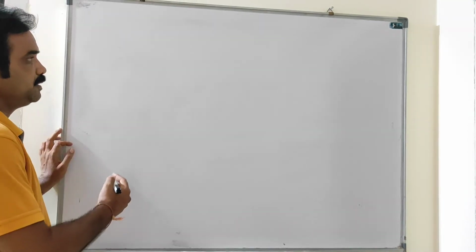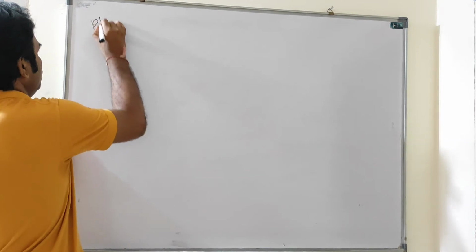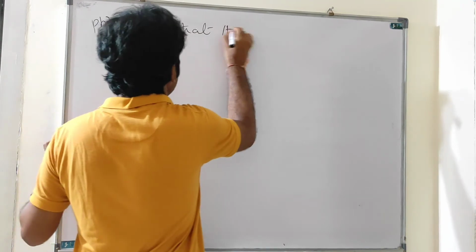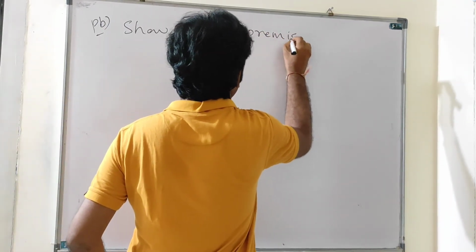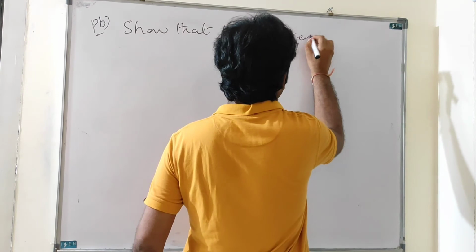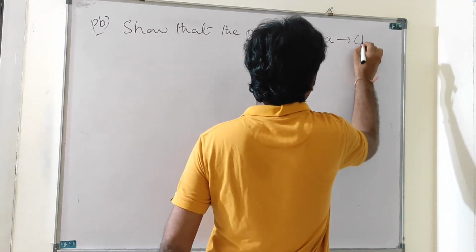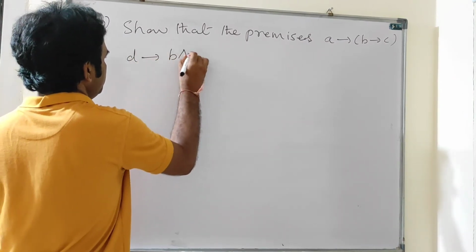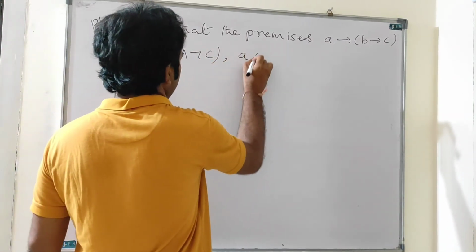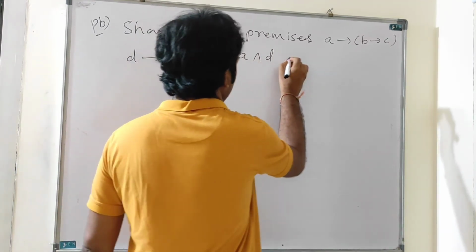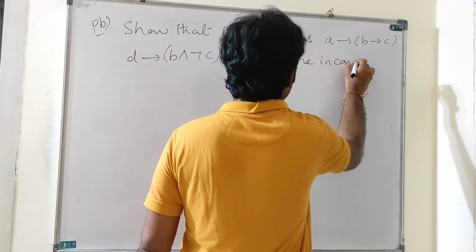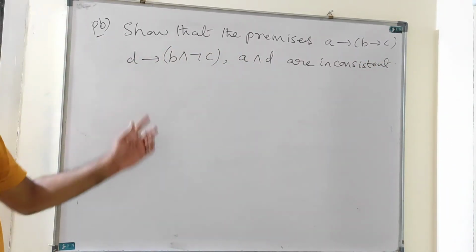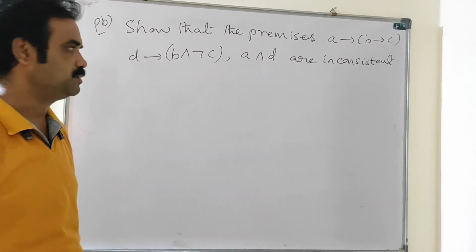Okay? Next problem. Show that the premises A implies B implies C, D implies B and negation C, A and D are inconsistent. Okay? These premises are inconsistent means they imply a contradiction. Okay? See the solution.